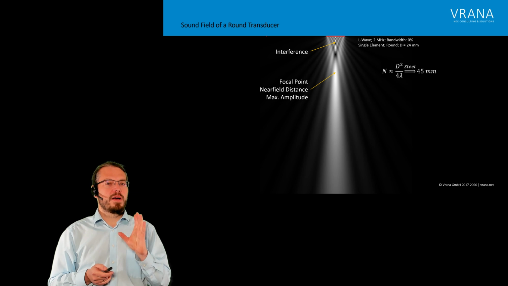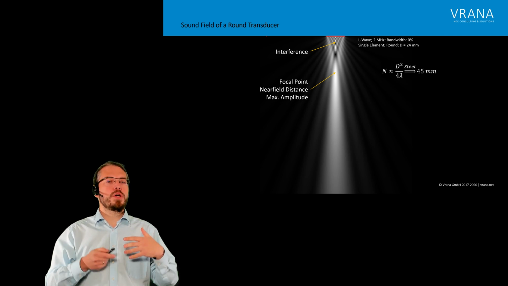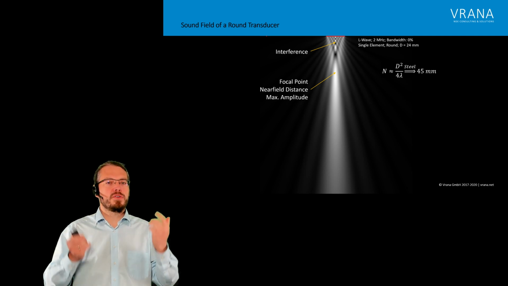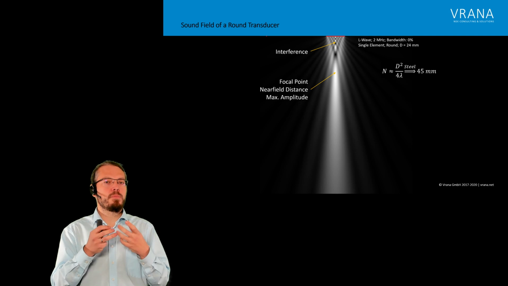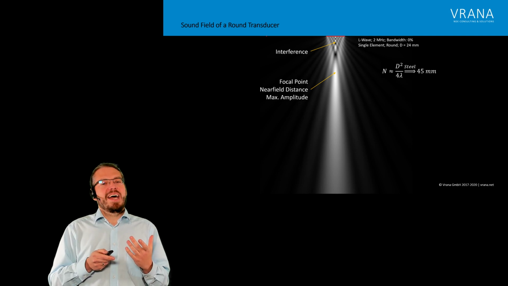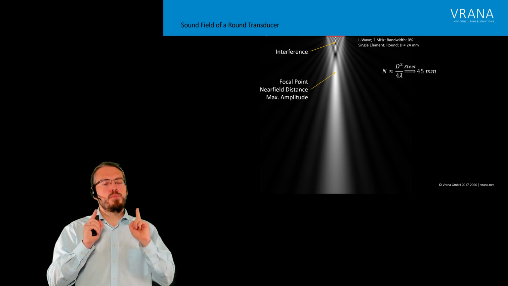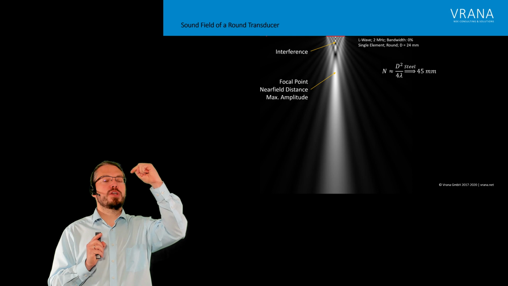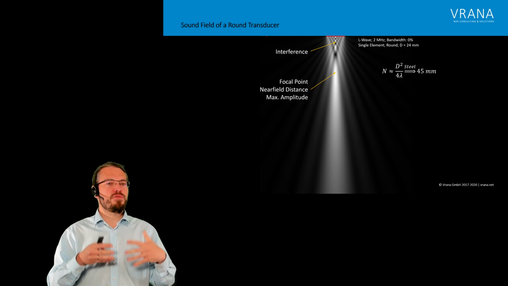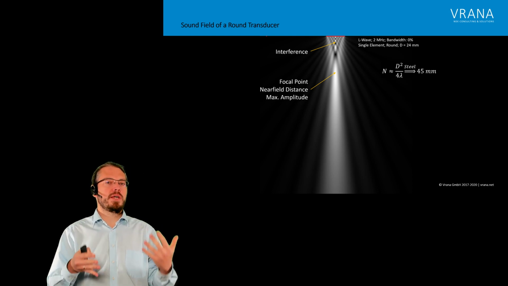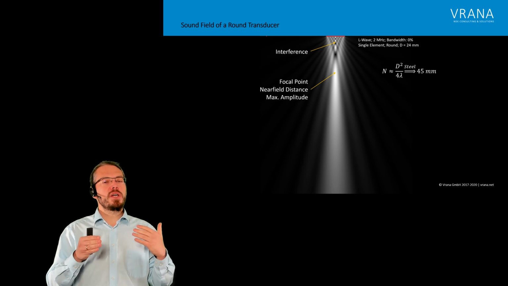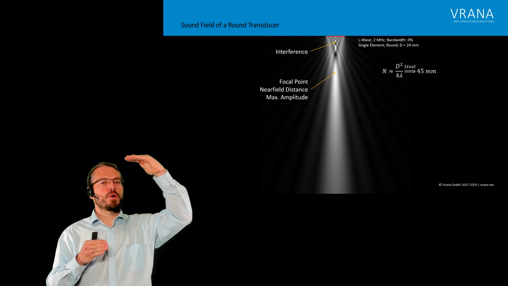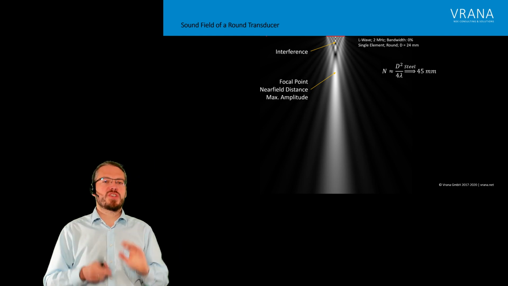Now, you might say, okay, I want to do some focusing, either by using a phased array probe or by using some wedges. In that case, you can move your focal point closer to your probe, but you cannot move it further away. So that natural focal point, which is also called the near field distance, is the furthest you can go with your focusing. You can always go shorter, but never longer. But that was just a side note.